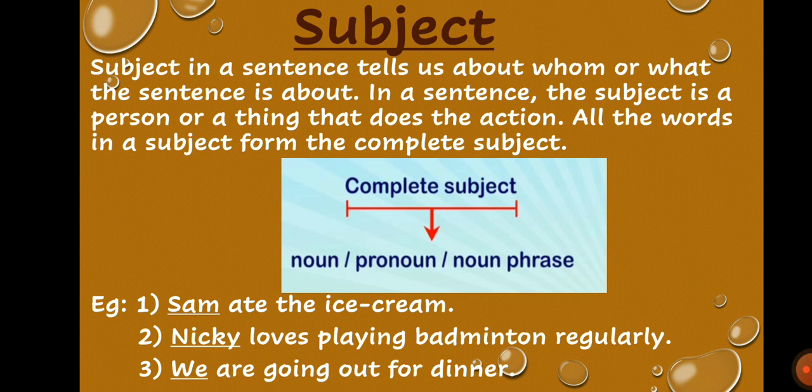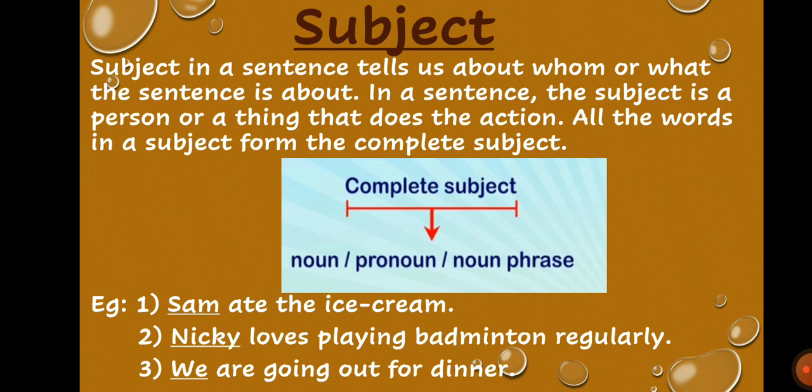Then the second sentence, Nikki loves playing badminton regularly. Who is the sentence about? Nikki. So, Nikki is a subject over here and Nikki is a noun. The third sentence, we are going out for dinner. Here, who is the sentence about? We. So, we is a pronoun over here and we is a subject.